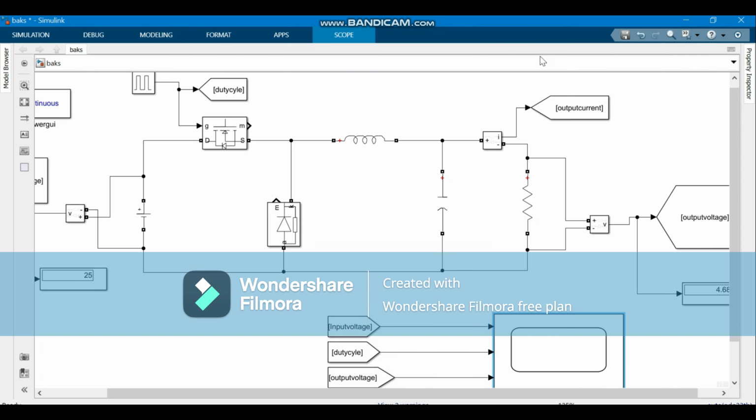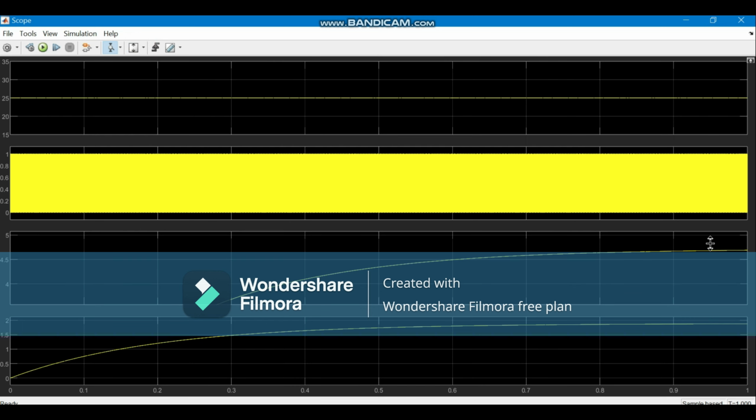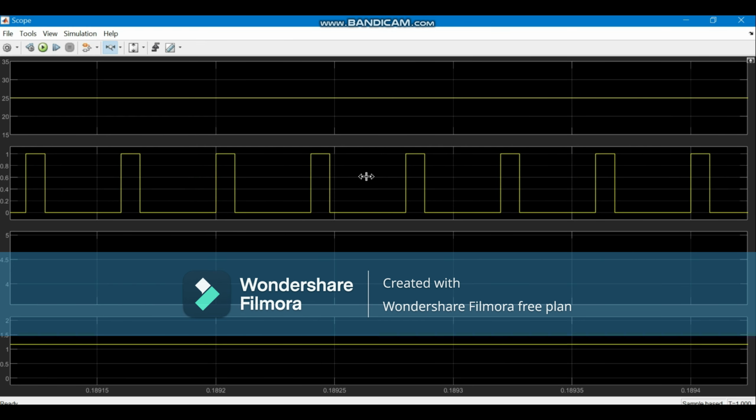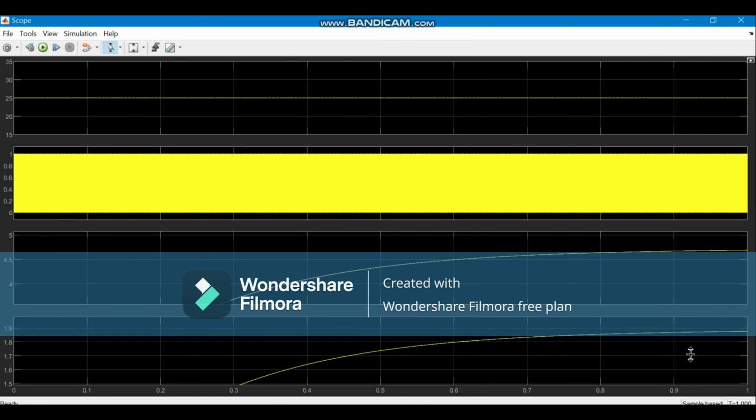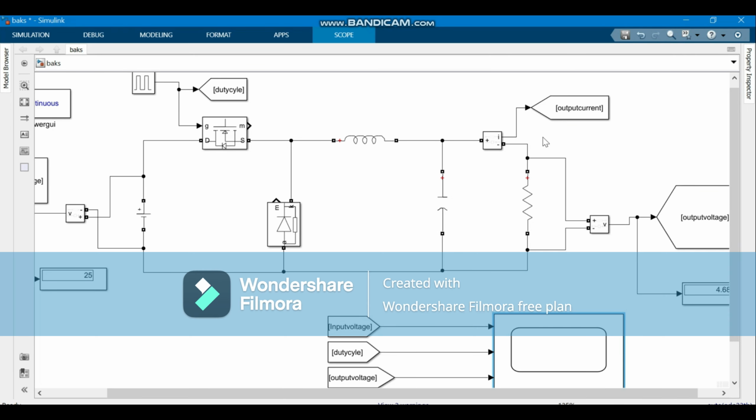Once the simulation is complete, open the scope to view the output voltage waveform. Output voltage should be close to 5 volt as designed. The gate pulse waveform shows a 20% duty cycle, confirming our calculation. Output current is around 2 ampere. Input voltage is 25 volt. The diode introduces a forward voltage drop of 0.3 volt, causing a slight drop in output voltage.